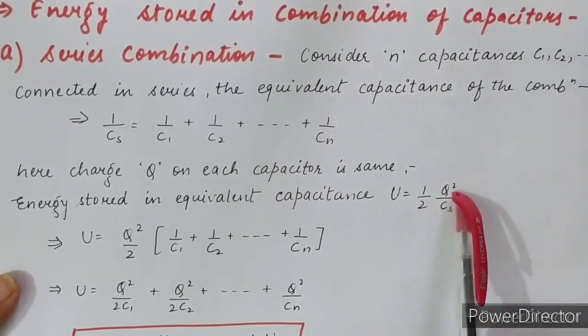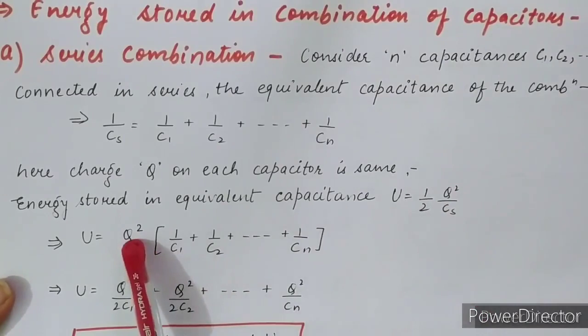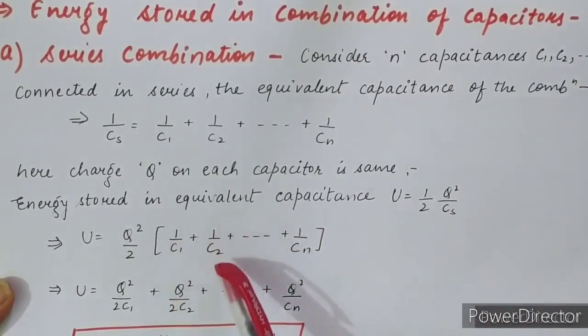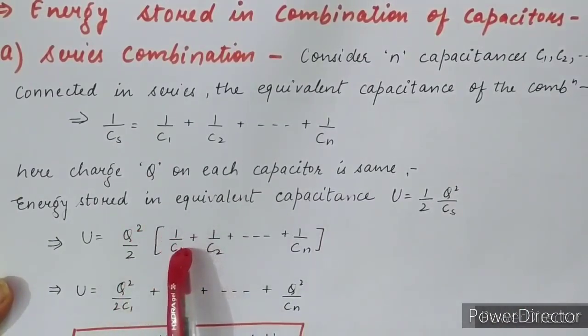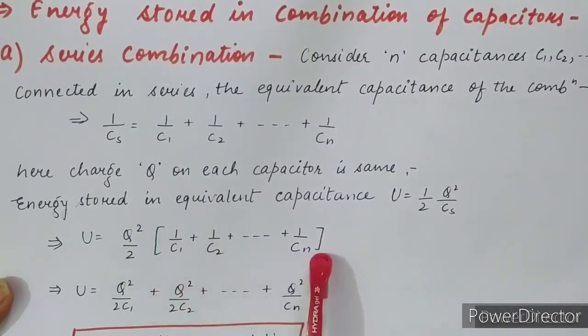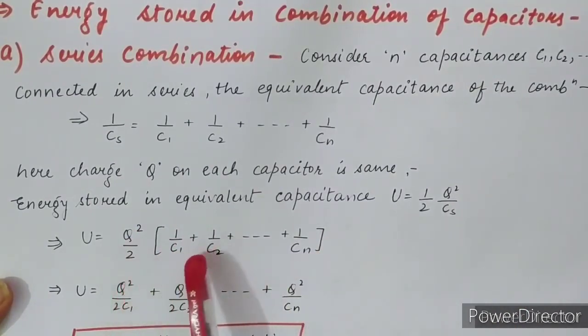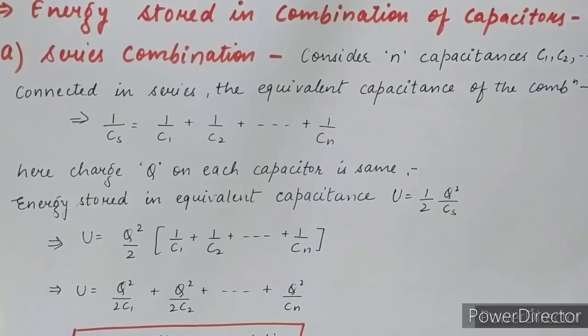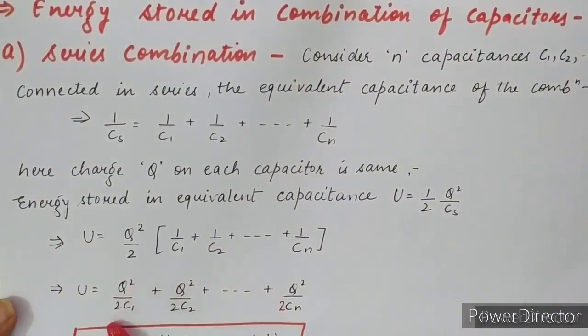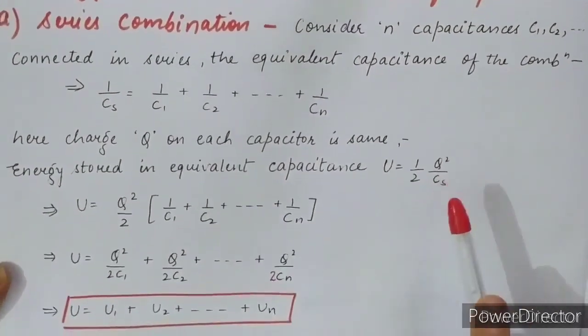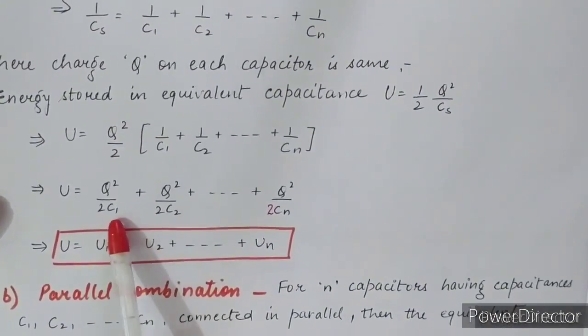Q square is the same constant, so take it common; 2 is a numeric value, also taken common. Put the value of 1 upon Cs: 1 upon C1, 1 upon C2, and so on, 1 upon Cn. Multiply Q square upon 2 with each of the capacitance values. So Q square upon 2C1, Q square upon 2C2, and so on, Q square upon 2Cn. Q square upon 2C is the value of energy stored. This is for the first capacitance.